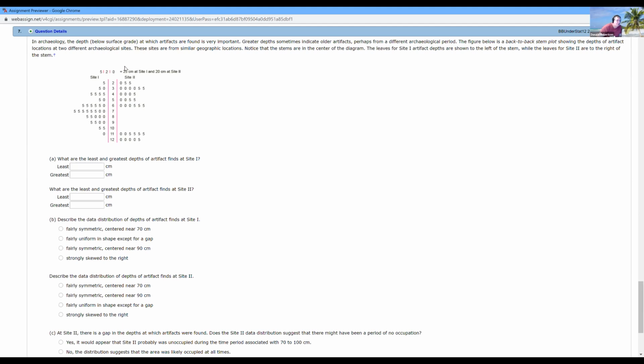Actually, I think their key is a little bit confusing, but 2|5 means 25 centimeters at site 1, and the other one means 20 centimeters at site 2. So here is site 1 data and this is site 2 data.